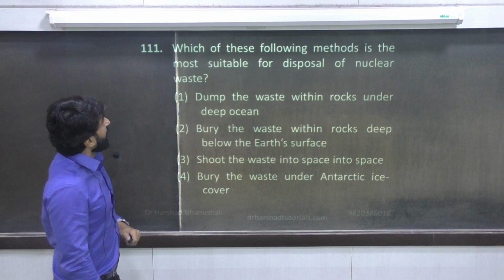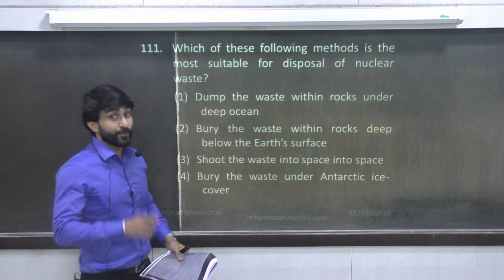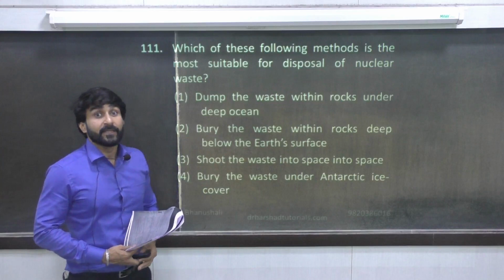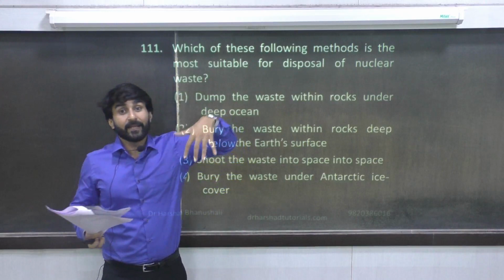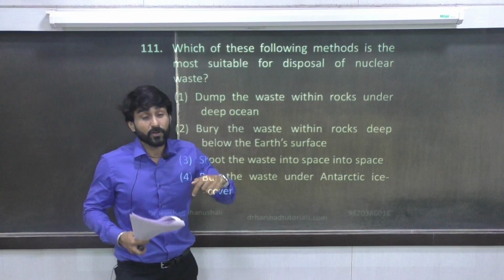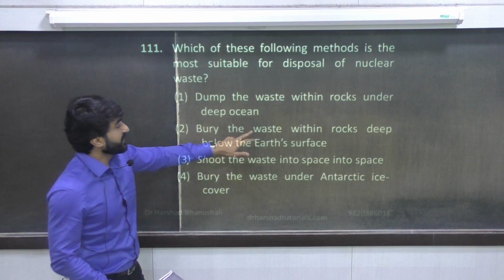111. Which of the following methods is the most suitable method for disposal of nuclear waste? Again, in your nuclear waste paragraph of your NCERT, there is a line which says that the best method of dumping nuclear waste is to put them in sealed containers and dig them and bury them 500 meters under the rocks of the earth's surface. So there is one statement which matches that: bury the waste within rocks deep below the earth's surface.